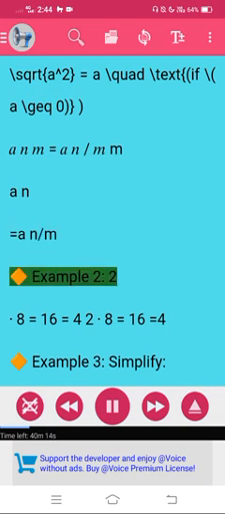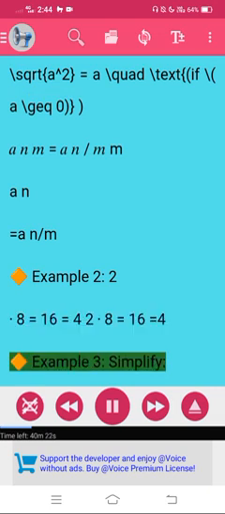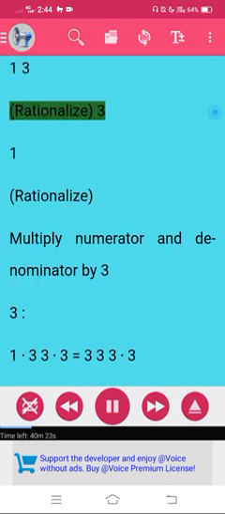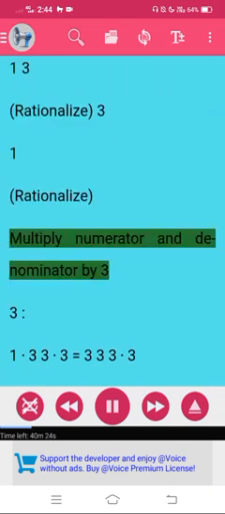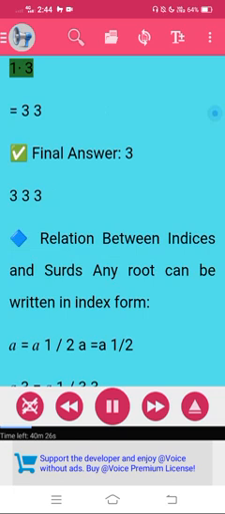Example 2: root 16 equals 4. Example 3, simplify 1 over root 3. Rationalize: multiply numerator and denominator by root 3. 1 times root 3 over root 3 times root 3 equals root 3 over 3. Final answer: root 3 over 3.